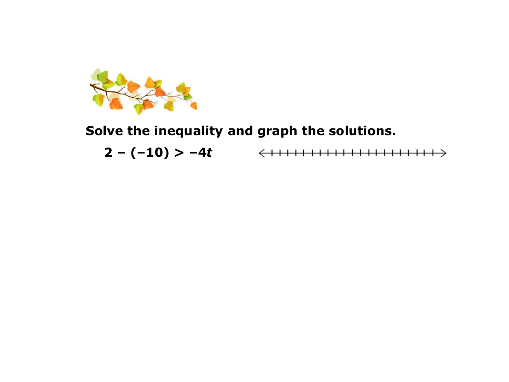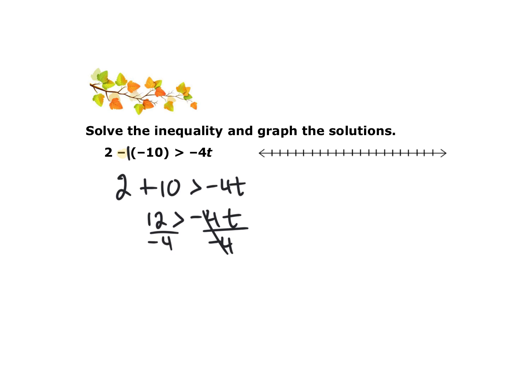So to solve this one, I want you guys to realize this negative out here, you can think of it as a negative 1 distribution, right? So we're going to distribute that negative 1, or multiply that negative 1 times that negative 10 to give us 2 plus 10 is greater than negative 4t. Afterwards, I can combine the 10 and the 2 to give me 12 is greater than negative 4t. I'll divide both sides by negative 4, and I'm going to get negative 3 is less than t, again flipping the sign as we divide by a negative.